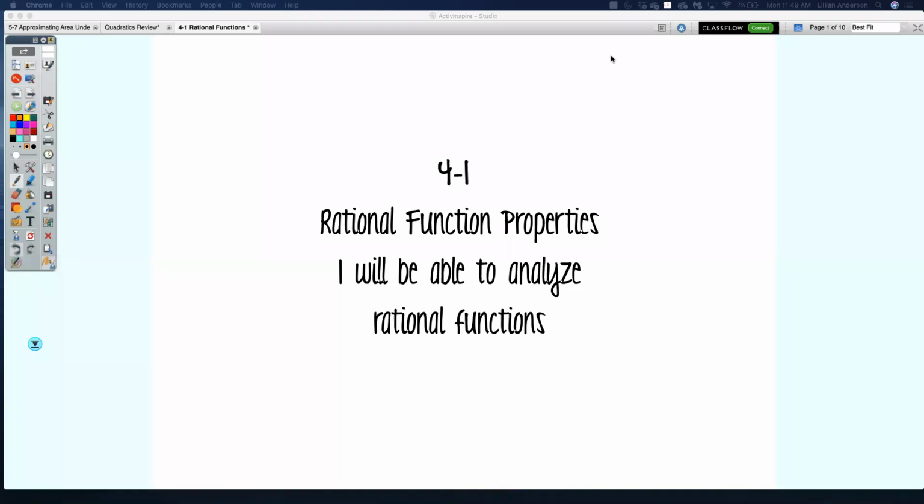Today we are talking about rational function properties, a new unit dealing with rational functions. You are going to be able to analyze rational functions. We will get to graphing them and we will get to solving rational functions as well, or rational equations. So we're going to do the whole gambit, and this is going to be the focus of this particular unit.